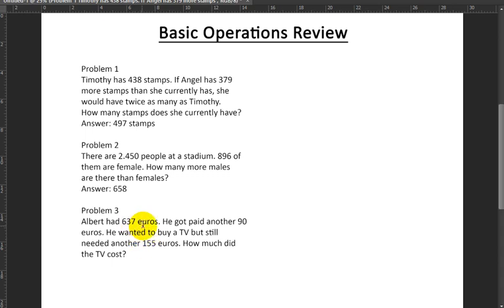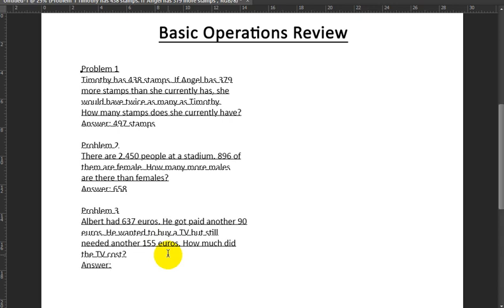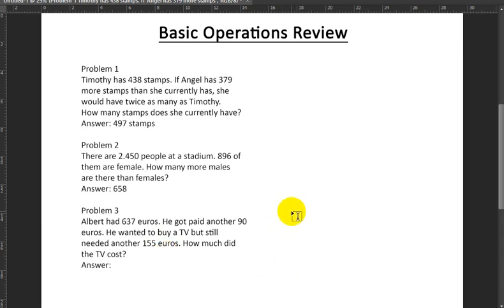Next up, Albert had 637 euros. He got paid another 90 euros. He wanted to buy a TV, but still needed another 155 euros. How much did the TV cost? Okay, so let's first figure out the amount of money that Albert has. He currently has 637, but he gets paid another 90. So that means that the amount of money that he currently has is 637 plus 90.